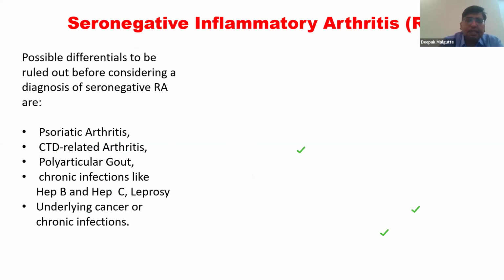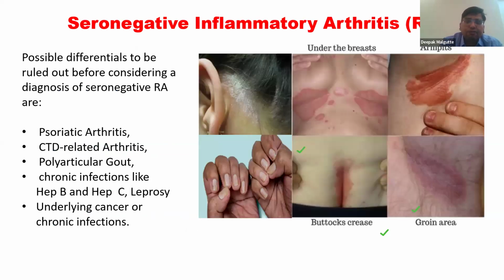And sometimes we commonly label patients having chronic inflammatory arthritis who are RA factor and anti-CCP negative as seronegative arthritis. But you should look for some other features which can differentiate other forms of arthritis. So we should look in the hidden areas in this patient for psoriatic rashes, like behind the ear, in the mammary region, below the neck, or in the groin and anal region, or we should look at the nails for the various psoriatic patches.